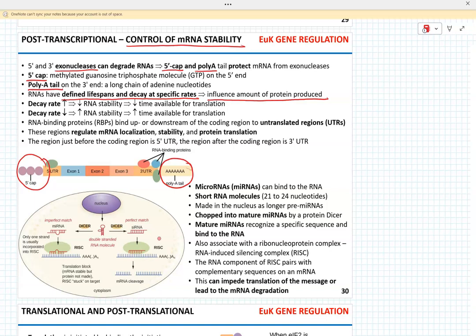If RNA has a really high decay rate, its stability will go down and the time available for translation will decrease, resulting in less protein product. If decay rate goes down, mRNA stability increases, which increases the time available for its translation and therefore the amount of protein product.